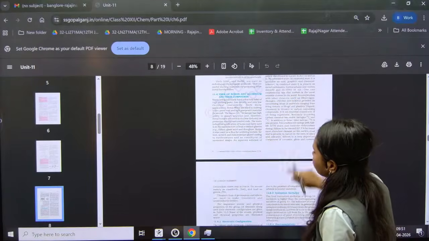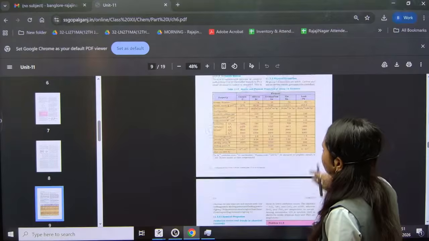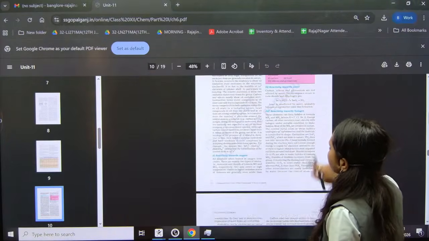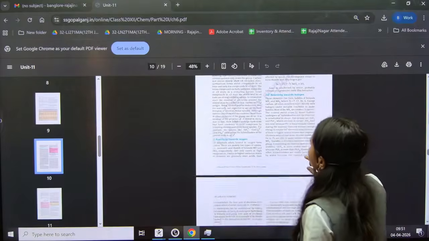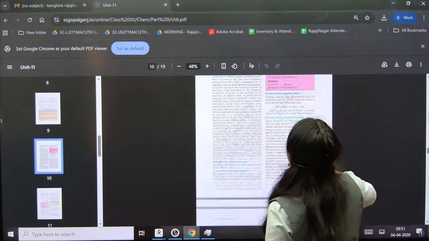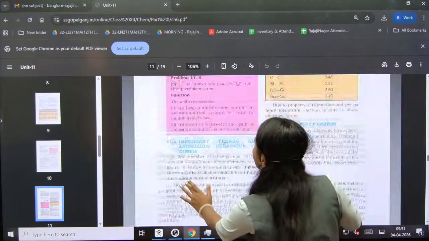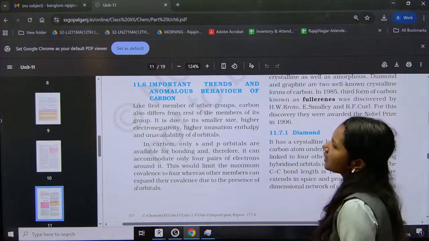Carbon family, ionization energy, reactivity towards halogen. Important anomalous behavior of carbon, right?